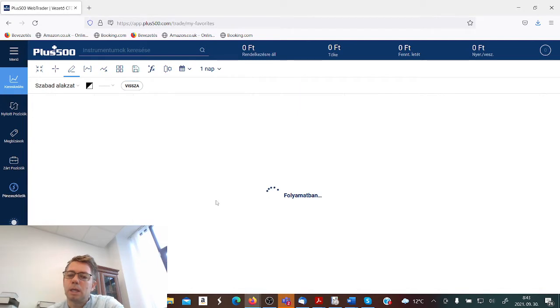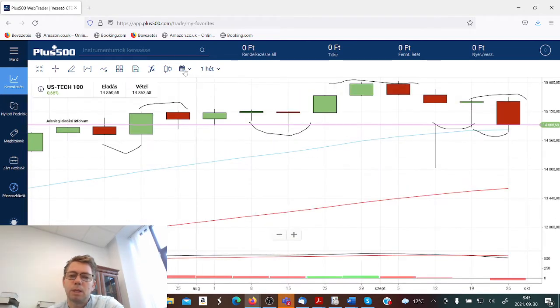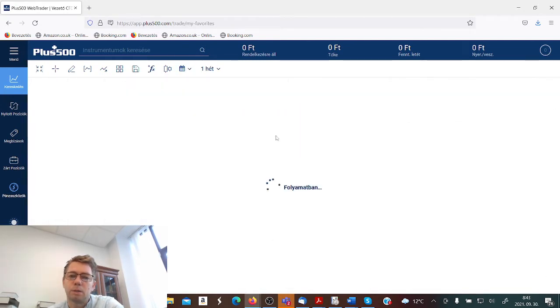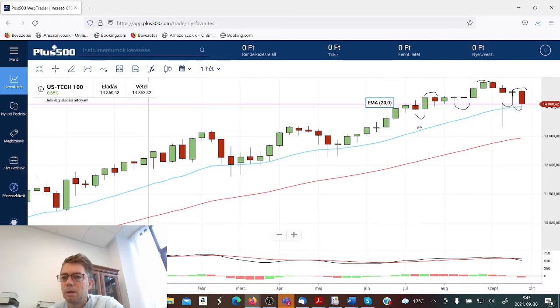If you look at the weekly, let's see what we can see on the weekly chart. This is Nasdaq. Nasdaq is pulling back, touched the 20 EMA and then bounced back. So let's see if it's a bounce, or we may touch it again and fall under the 20 EMA and maybe fall and touch the 50 EMA.